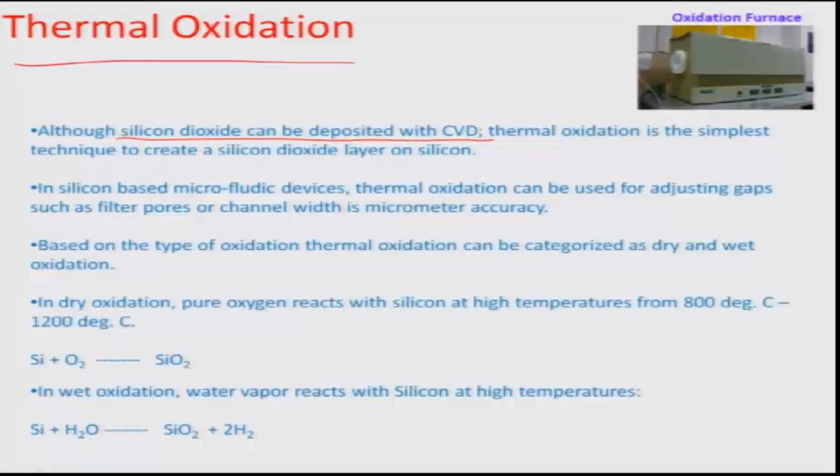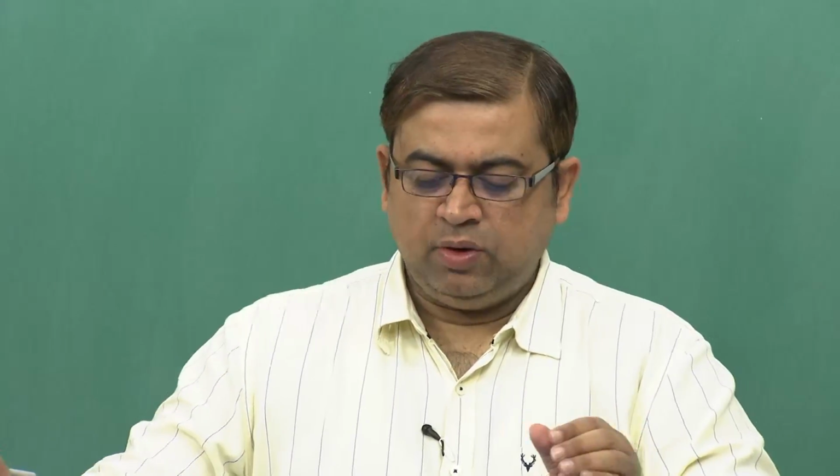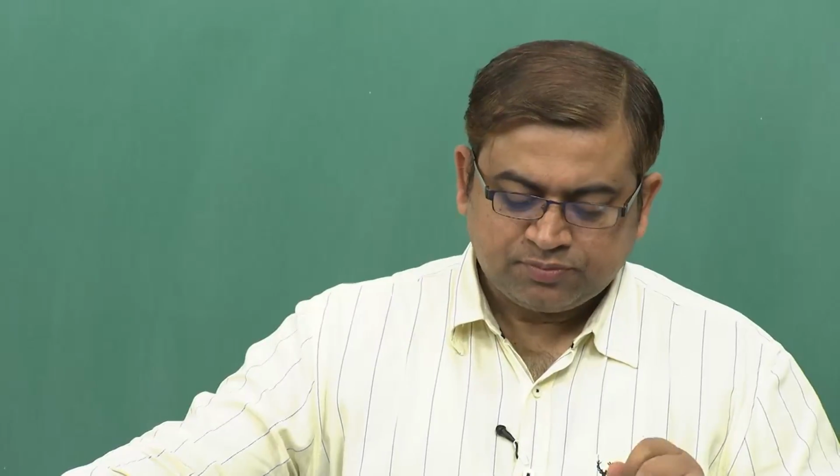So typically thermal oxidation can be used for adjusting gaps, such as, let us say, filter pores or some channels, to increase the micrometer level accuracy with which you have been able to construct the channel. So oxide is normally reflowable. You can generate an oxide layer and reflow it so that a pore can self collapse, or a channel can get smoothened because of the oxide.